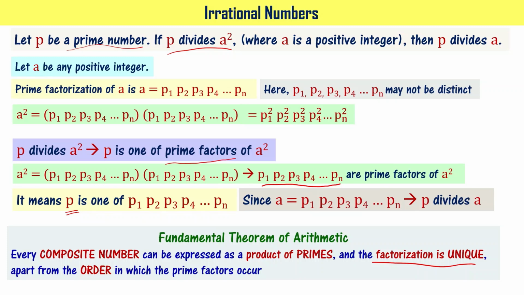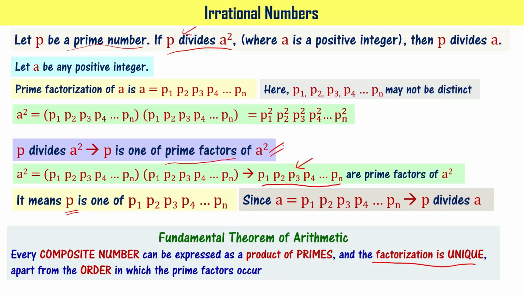Since A can be written as P1 times P2 times P3 times P4 up to Pn, we can now say that P divides A. What happened, if you observe, we said that P is one of the prime factors of A square, right? And as per the fundamental theorem of arithmetic, the prime factors of A square are P1, P2, P3, P4 and so on up to Pn, right?